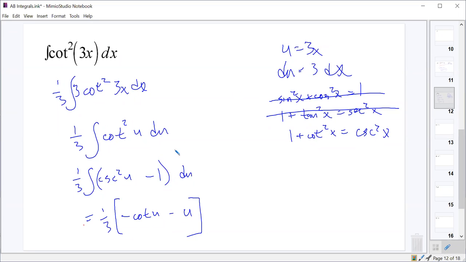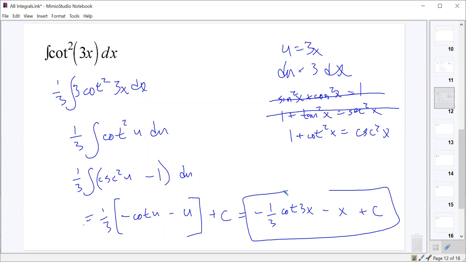Because if you just make that an x, then you wouldn't be subbing the 3x back in, so you're going to end up with the wrong answer. And then plus our constant. So we end up with negative 1/3 cotangent 3x, and then minus 1/3 of u, which would just be minus x, and then plus our constant.